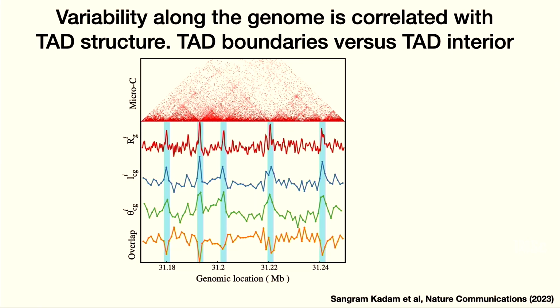So this is many of these things as a function of genomic location, and you can see that at the TAD boundaries they have a different behavior, and in the interior of the TAD they have a different behavior. So this has a connection with the TAD structure.